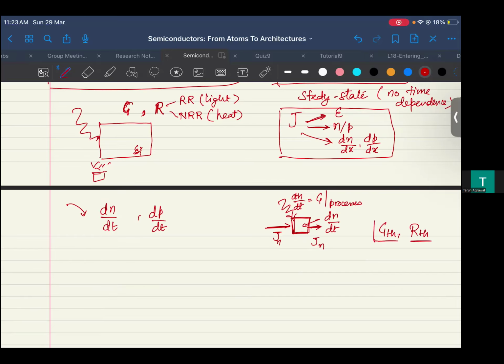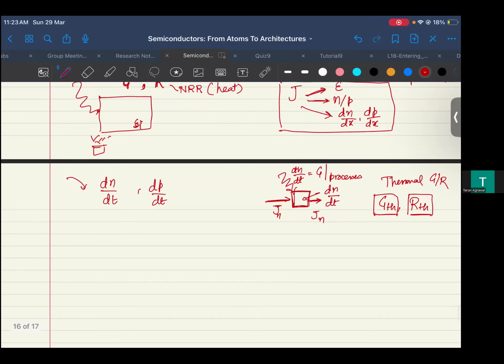So these are the thermal generation and recombination which we have, right? Now let's see how this all comes into being, because now we understood what is happening. If I want to find the net dn/dt at some point, what would it depend on?